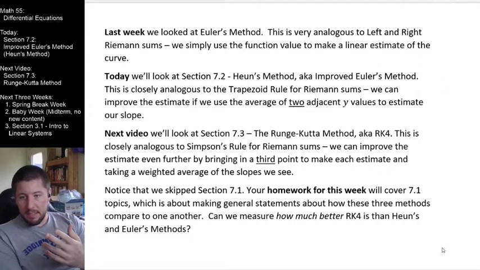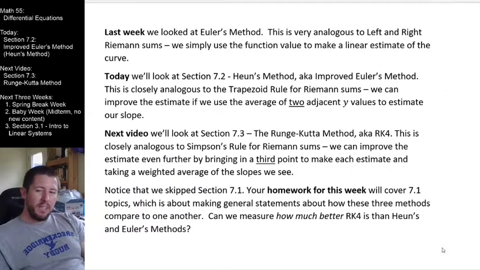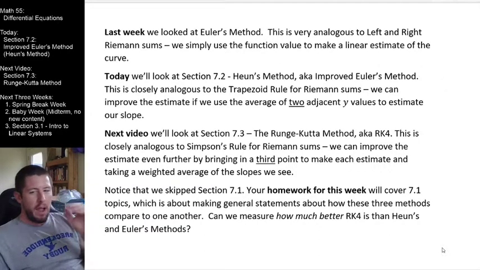You should notice that we're skipping section 7.1. We're not really skipping it. I'm even saying that we're doing it in the homework. I'm going to cover like half of 7.1 incidentally today anyway, but 7.1 is really like the key conclusions that we want to be able to draw from what we're doing here, which is really, how do we measure how much better any of these techniques is than anything else?